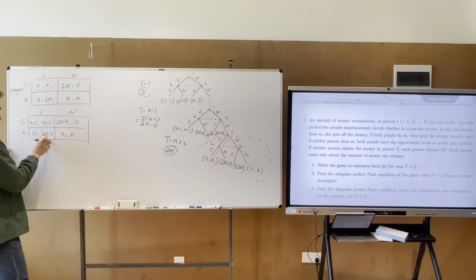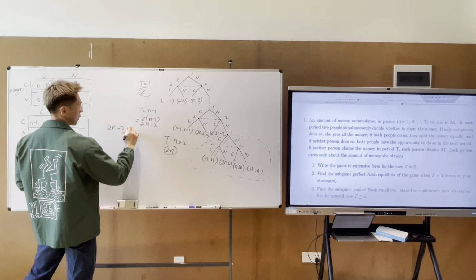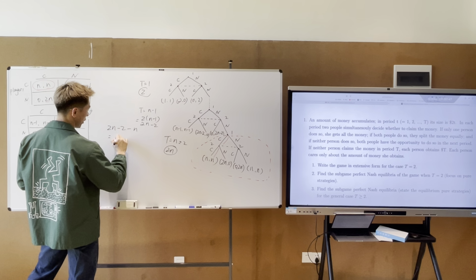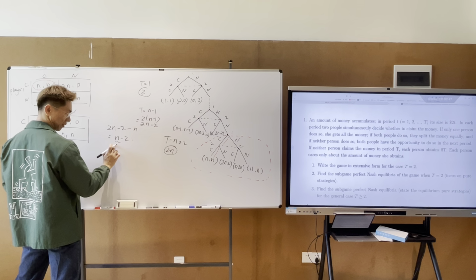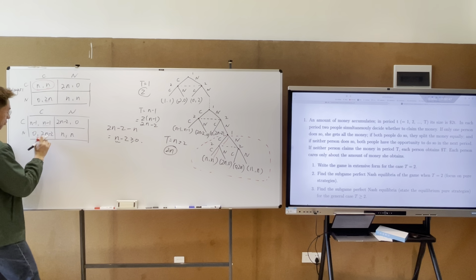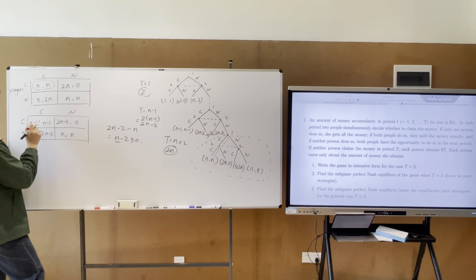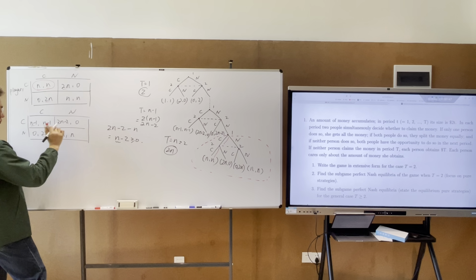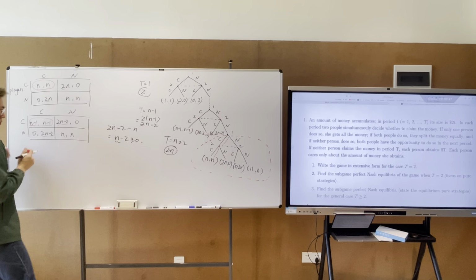And here we also need to compare 2n minus 2 and n. Which one is larger? 2n minus 2 minus n equals n minus 2, right? And we know n is larger than or equal to 2, so this is larger than 0. So which is larger? This one is larger, right? Here the same. 2n minus 2 and n, 2n minus 2 is larger. So the only Nash equilibrium is 2.